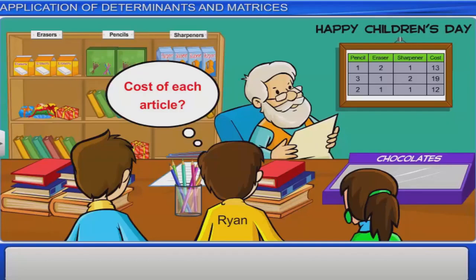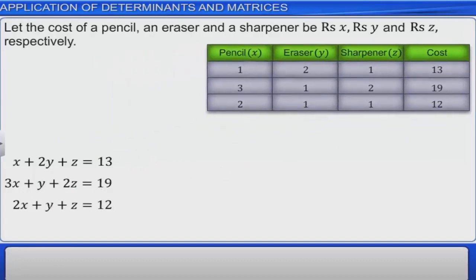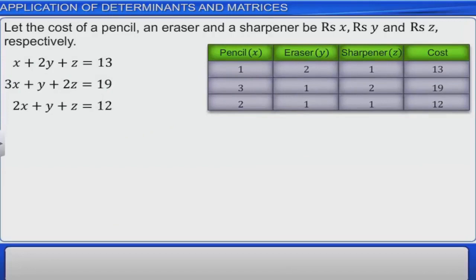Let the cost of a pencil, an eraser and a sharpener be X rupees, Y rupees and Z rupees respectively. Then, from the given data, the set of equations in 3 variables shown here can be obtained. Rearranging the equations in a matrix form, we get the equation as shown.